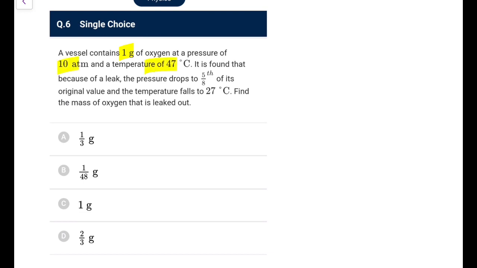It is found that because of a leak, the pressure becomes 5/8 of the original value and the temperature falls. Find the mass of oxygen that has leaked out. So here the important thing is that there is a vessel, so the volume is going to remain constant. And now, if the volume is constant, you need to find the mass of the oxygen that has leaked out.